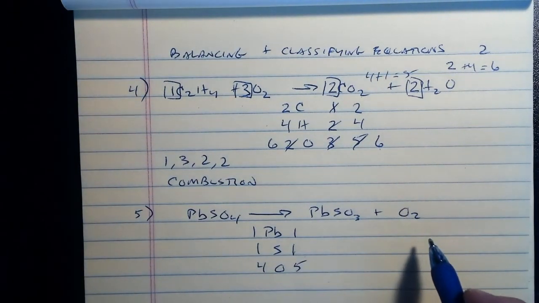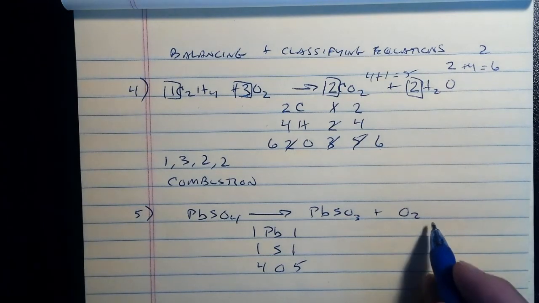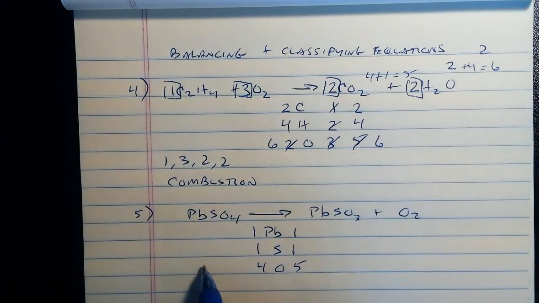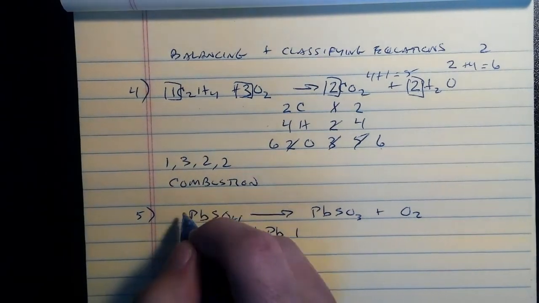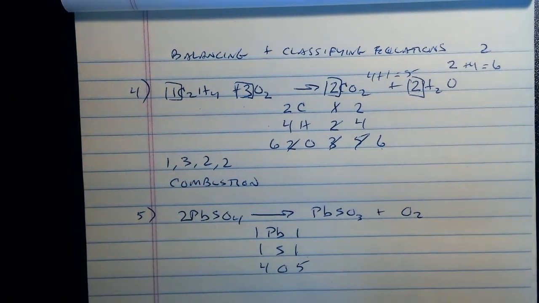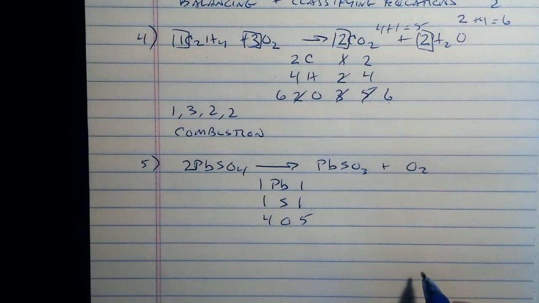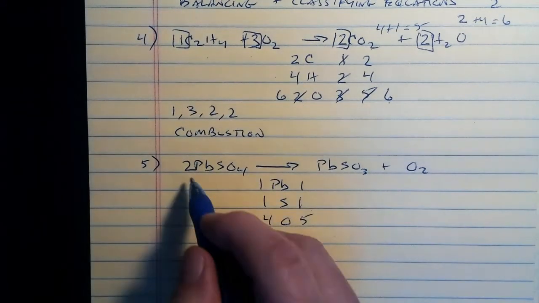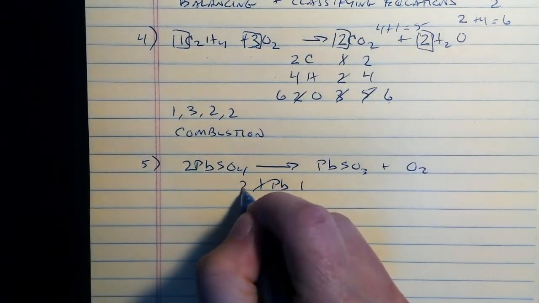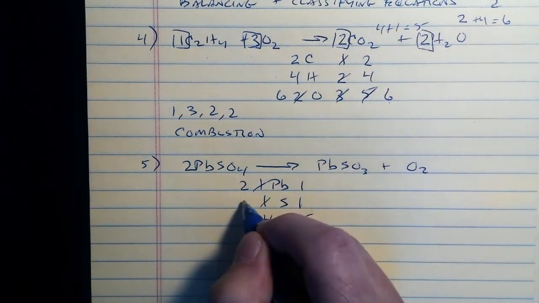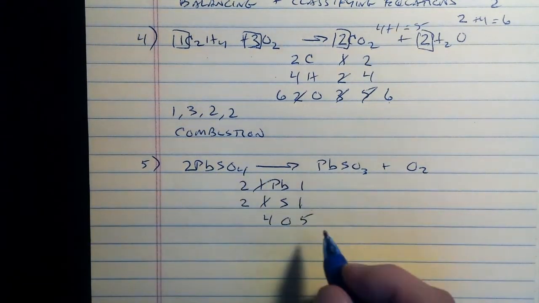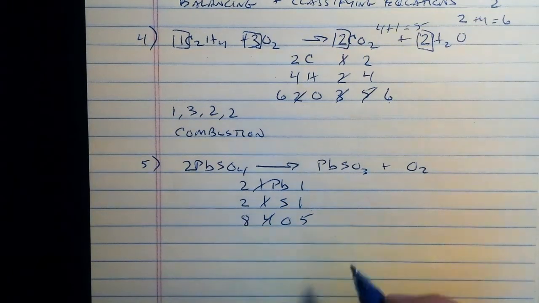So right away, we're short of oxygen on the left side, on the reactant side. So at minimum, we're going to have to put a 2 here as a coefficient and see what happens. So 2 times 1 lead is now going to be 2. 2 times 1 sulfur is going to be 2. 2 times 4 oxygens will now be 8.